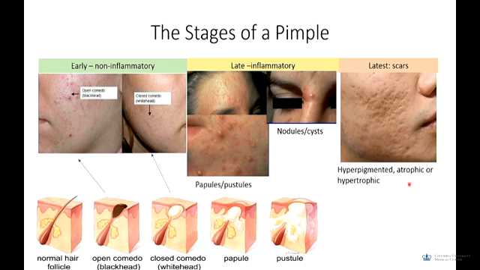Okay, stages of the pimple. So early, we have some non-inflammatory lesions. We have a blackhead, which is an open comedo, a whitehead, which is a closed comedo. There's not really inflammation. Then the later stage, there is inflammation. There's papules and pustules, which sometimes scar, and nodules and cysts, which almost always scar. Those are deeper and really red. And then the latest stage is when you have scars, which can be hyperpigmented, atrophic, or hypertrophic, and those are sort of harder to deal with.